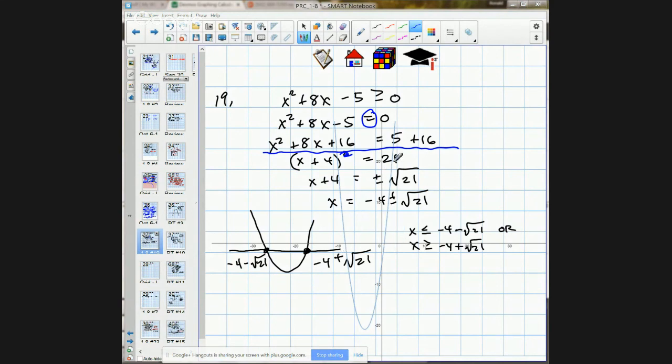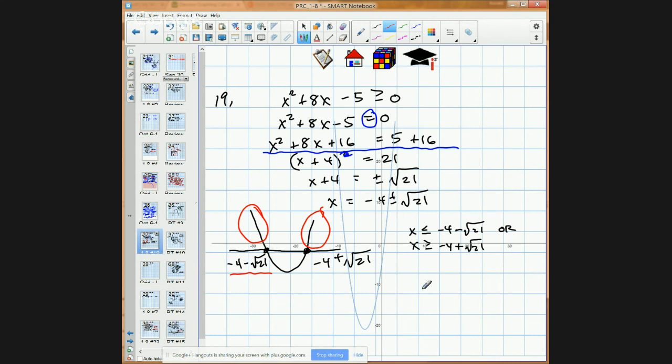So now, let's not forget, what was I supposed to find out? Not where it crosses, but when does it cross or be above? So can you see from the graph when the parabola is above? Here's one part of the graph that's above the x-axis, and here's the other part. So it's when x is on or to the left of negative 4 minus the square root of 21, or when it's on or to the right of negative 4 plus the square root of 21.